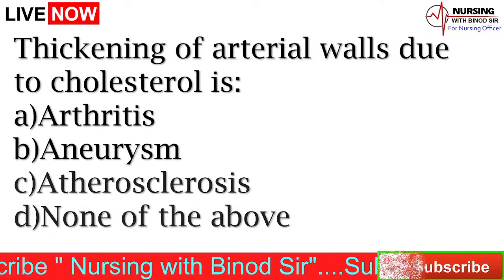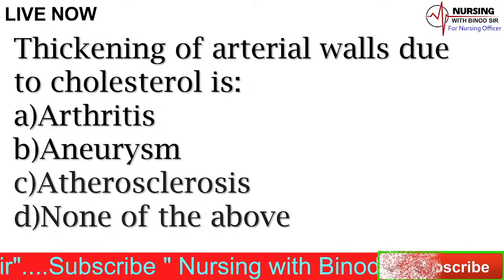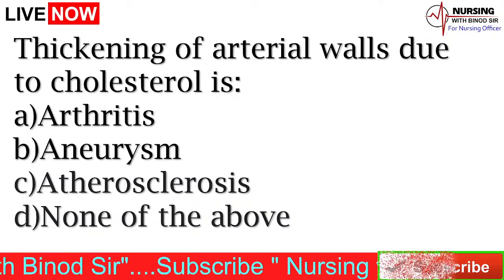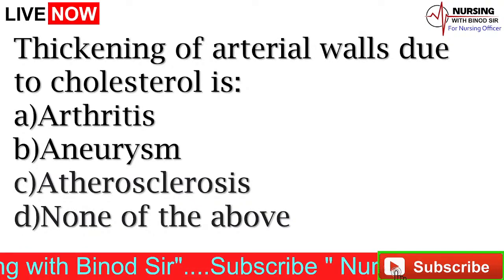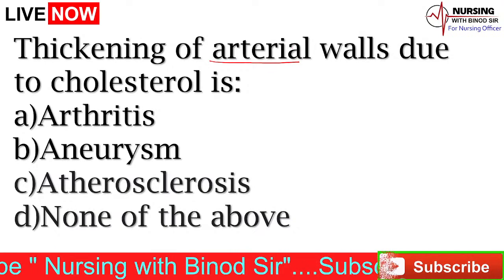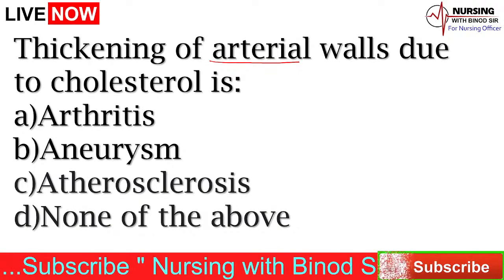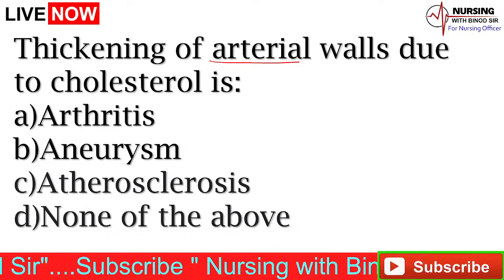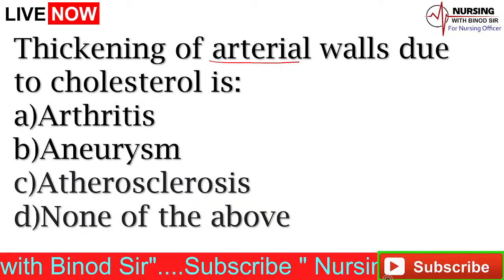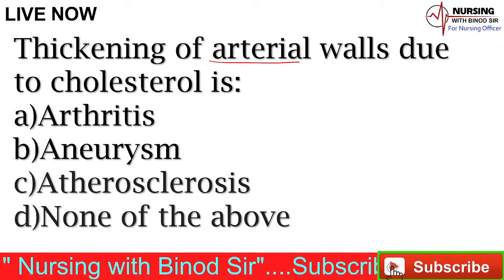Thickening of arterial walls due to cholesterol. In the options, A is arthritis, B aneurysm, C atherosclerosis, D none of the above. Thickening of the arterial wall. So what will you tell here? Thickening of the walls of the artery due to cholesterol or fat, you can say.